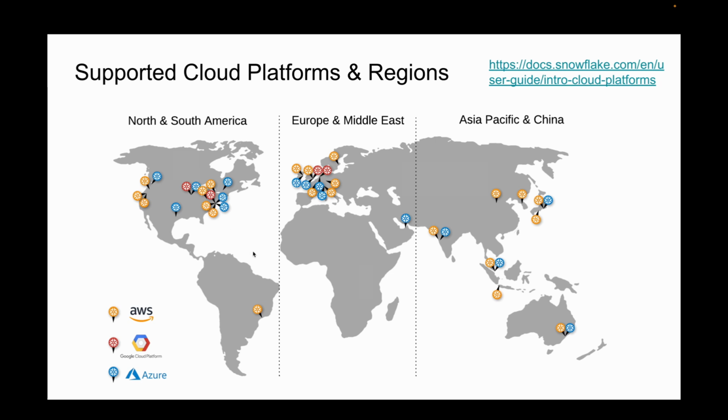So North America, South America, Europe, Middle East. You can see two regions in India, one on AWS, one on Azure. Then Australia and rest of the Asia regions like Singapore, Indonesia, Japan, etc. So you can use Snowflake in one of these global regions made available on one of the cloud platforms.